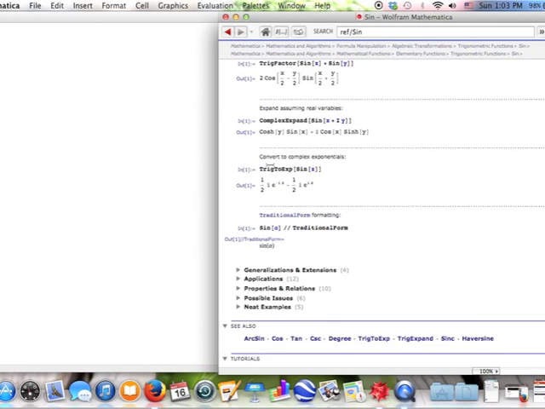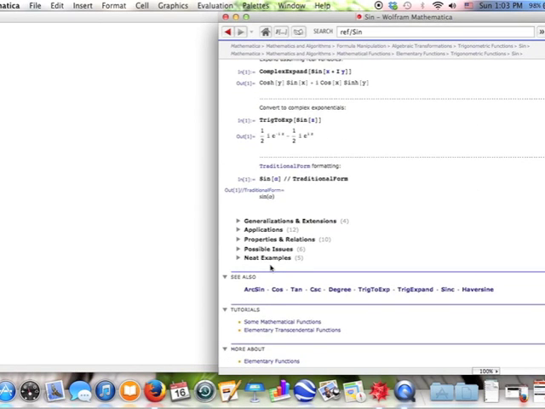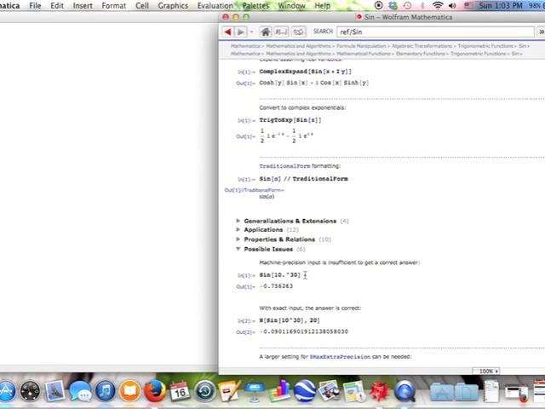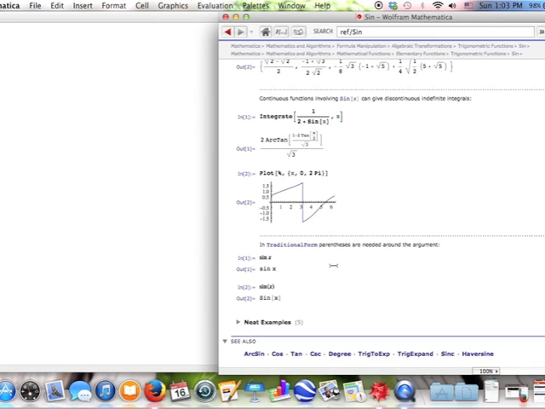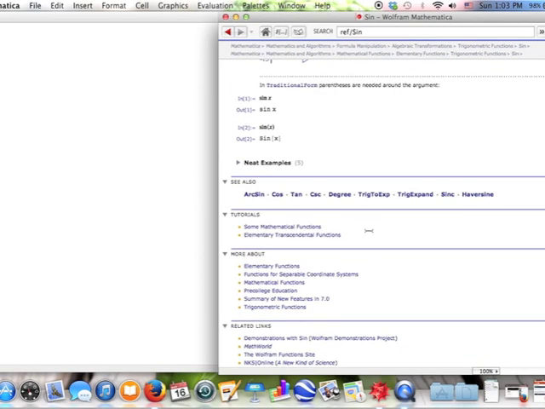It also can give you some possible issues you might have. It's a good place to come if you need more help, need examples, or want to go into real detail, and it also gives you some other related functions to look up, such as arcsine or inverse sine, cosine, tangent, cosecant, degree, etc. This is a good thing to look for.